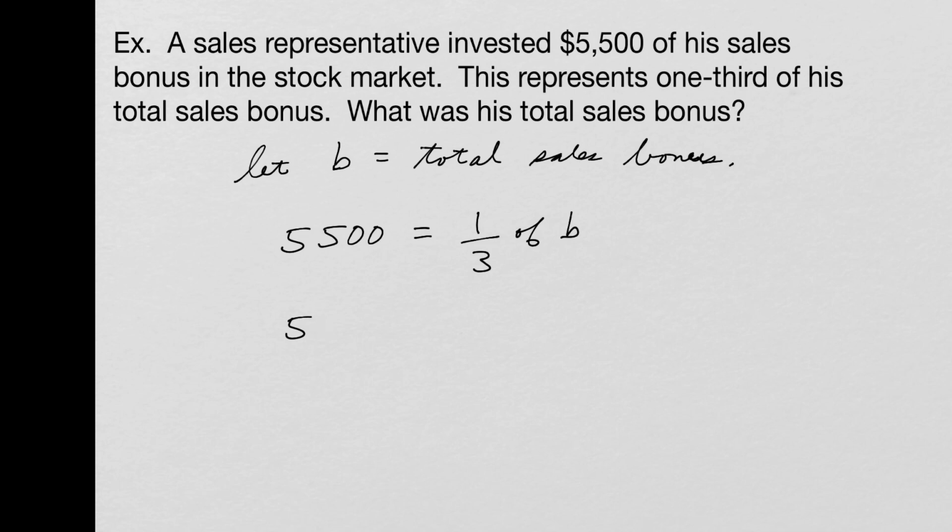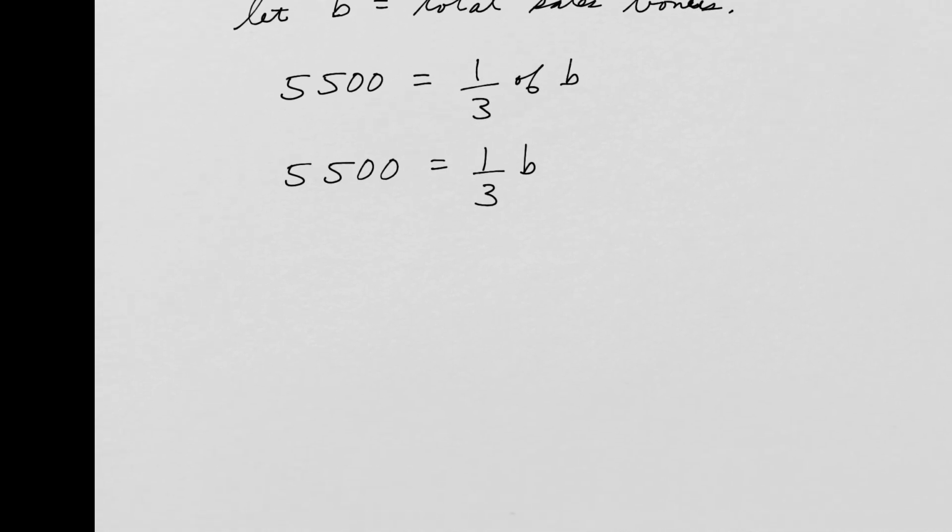Remember, of just means multiplication. So really this is just 1/3 B. Which again I could write this way if I wanted to. Doesn't matter what side of the equals I put everything on. I can change it. They're both equal, right? So how do I solve this for B?